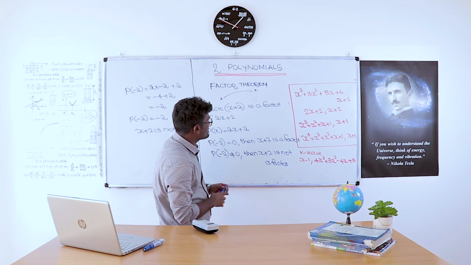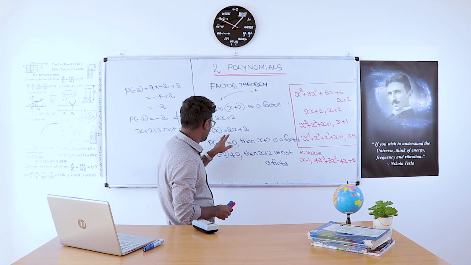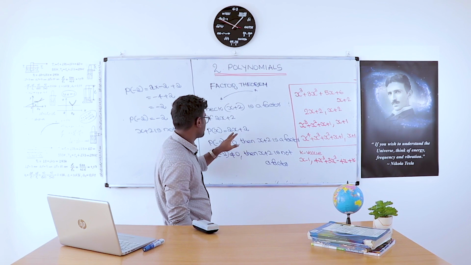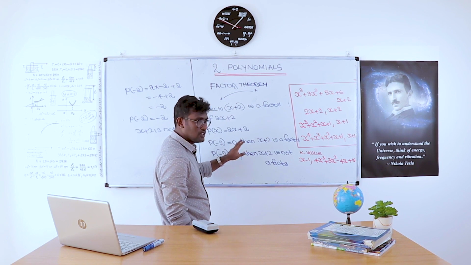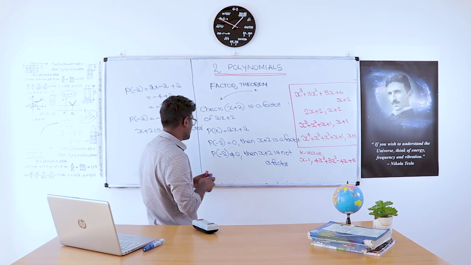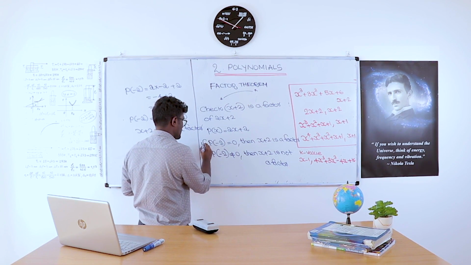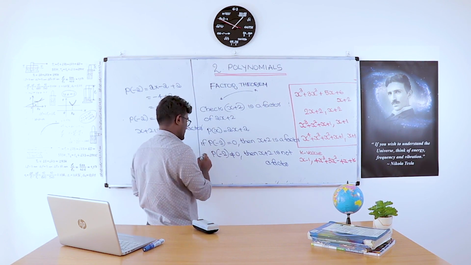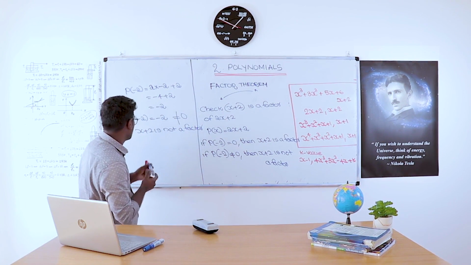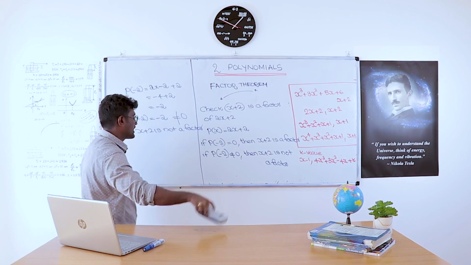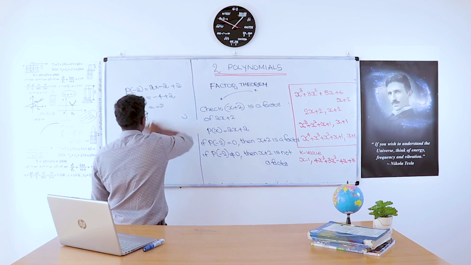Check whether x plus 2 is a factor of 2x plus 2. If p of minus 2 is equal to 0, then x plus 2 is a factor. If p of minus 2 is not equal to 0, then x plus 2 is not a factor. That means here x plus 2 is not a factor. So what about the next question?